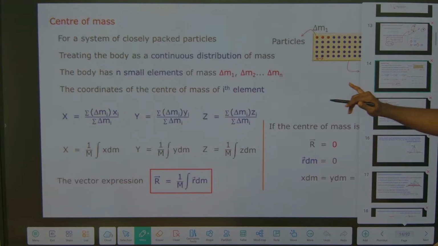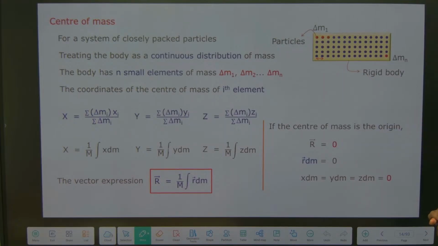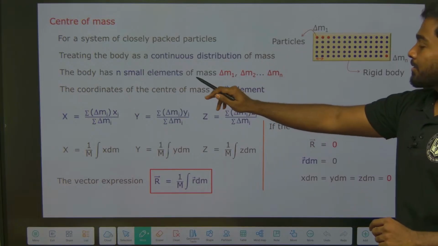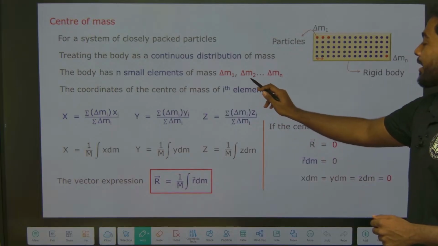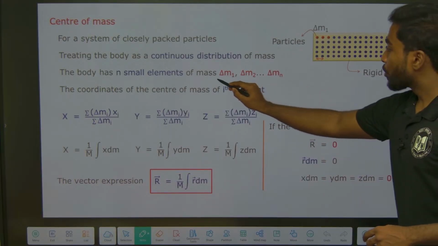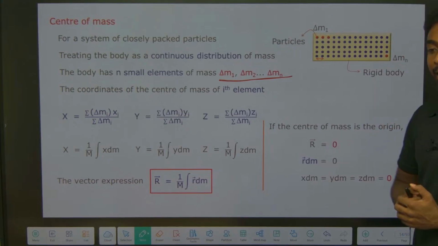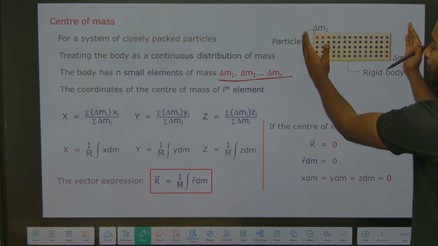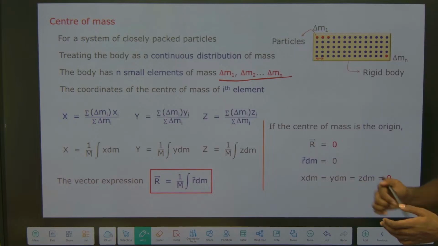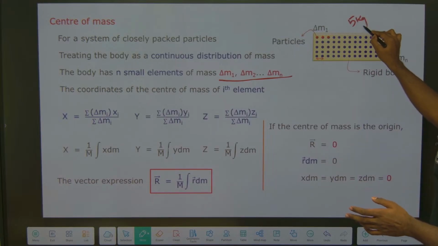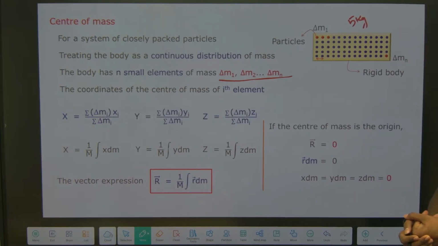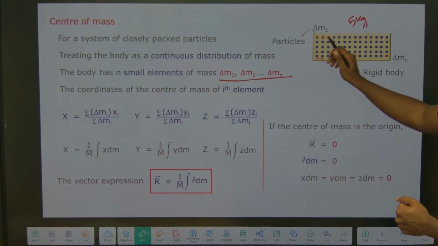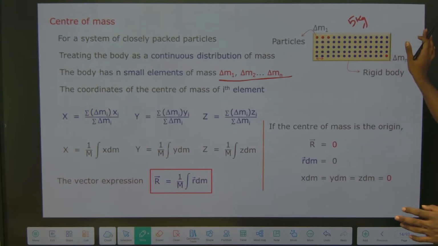So center of mass for a continuous distribution of particles. Treating the body as a continuous mass distribution, a body has n small elements, delta m1, delta m2, up to delta mn, which is nothing but a particle having a smaller mass. When I take a whole rigid body, the mass will be like, for example, 5 kg, but when I consider each particle, the mass will be different. So it's a continuous mass distribution, and each particle will have its own particular mass.